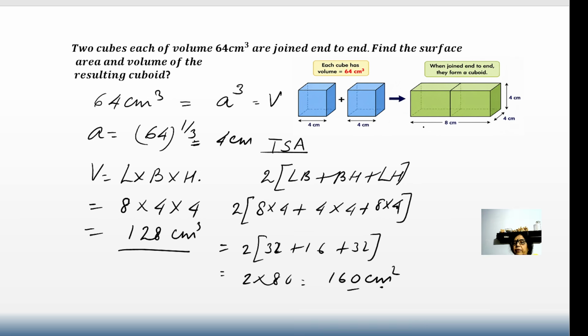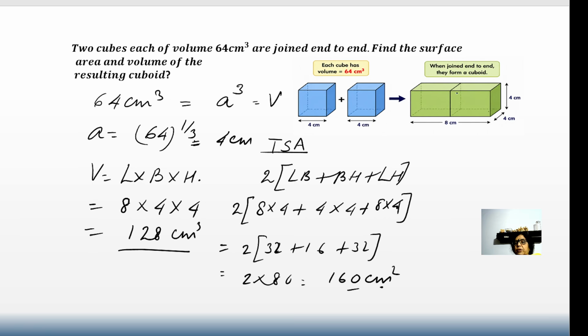Now in this particular question, the cubes were placed side by side. But if they are placed one above the other, then the height will increase. But ultimately, because we have L into B into H, the volume will come the same. So the positioning of the objects, if you are adding more of them, definitely the total resultant value of the TSA and the volume will change.